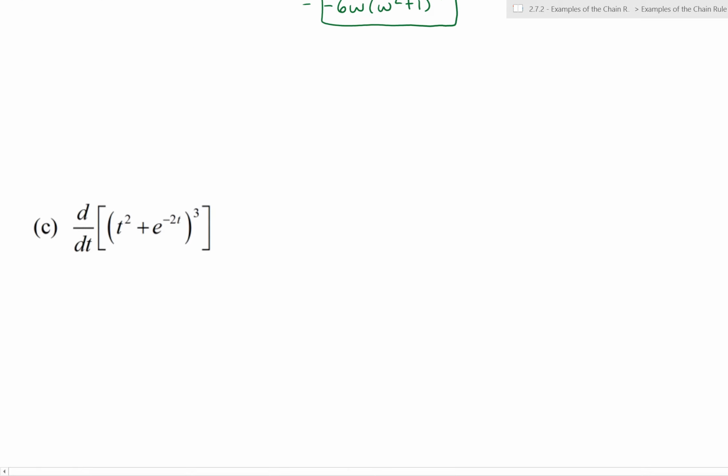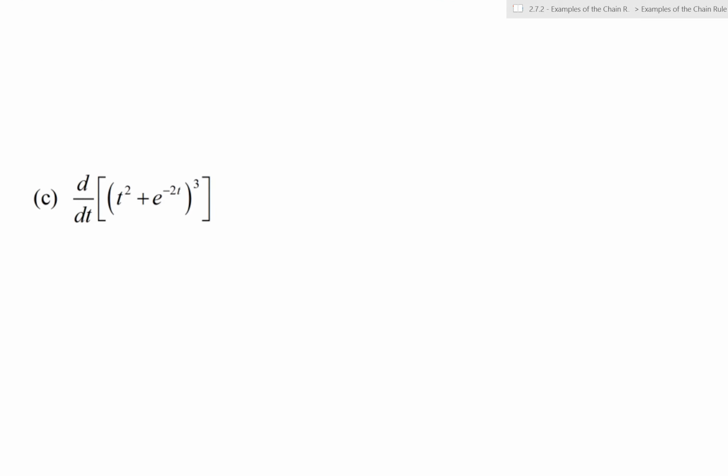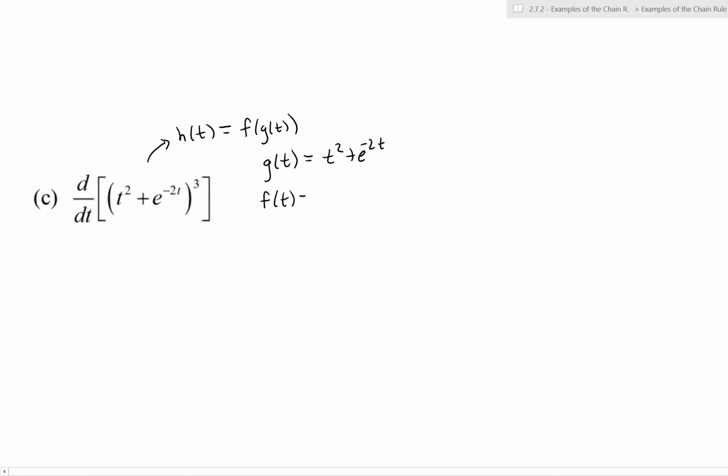Here's one more. This time we're differentiating t squared plus e to the negative 2t quantity to the third power with respect to t. So again, here's my h of t, which is some f of g of t. It is a composite function again. And we can identify our inner function, g of t, as t squared plus e to the negative 2t. And we can identify our outer function, f of t, as t cubed.